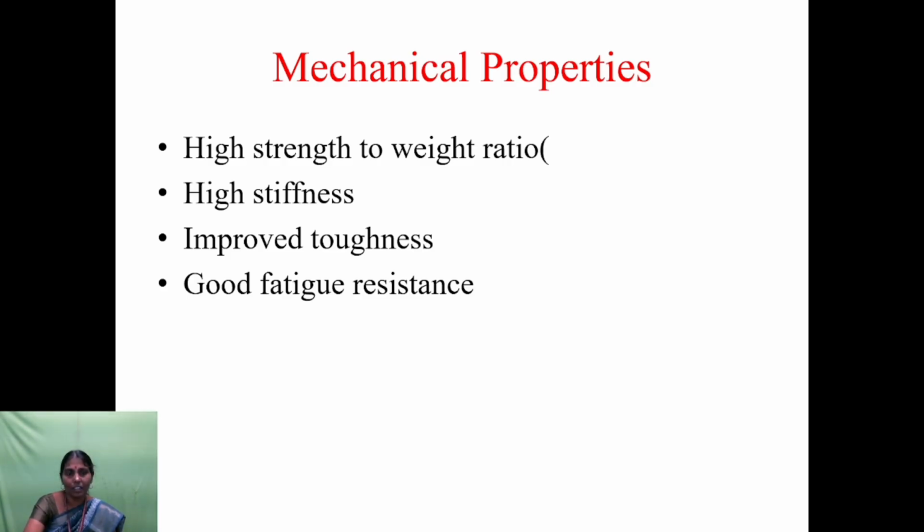Our carbon fiber reinforced composite material is 90% stronger than 1020 grade steel. So good rigidity. Then the third one is improved toughness, not easy to break. Then good fatigue resistance means it can withstand repeated loading. So these are the mechanical properties of the composites.